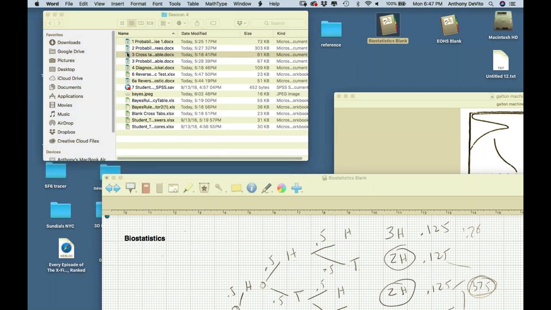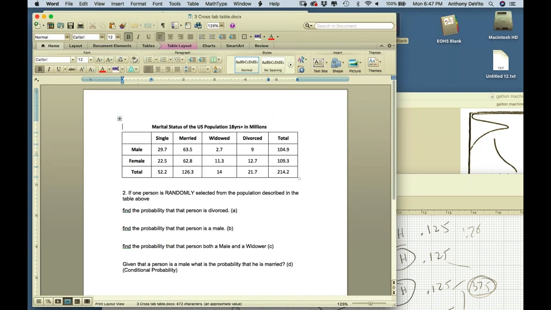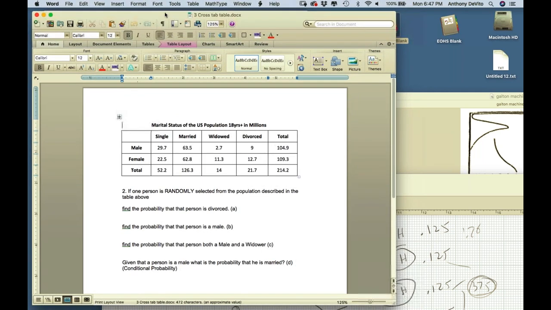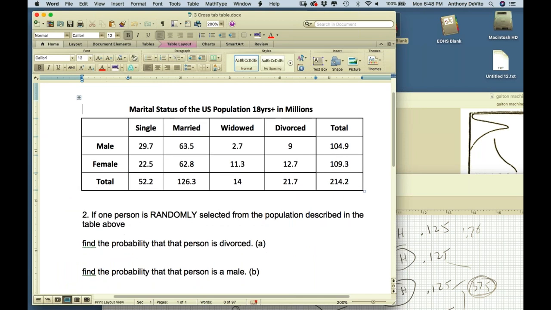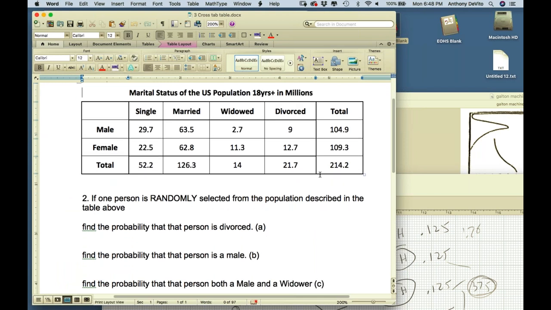Let's take a look at probabilities from another perspective also. Okay, so I've got a table here, and we've been using this for a while. It's some ancient version of statistics on the U.S. population. These are in millions of people. And this is a frequency table showing us the number of males and females and their marital status in the U.S.